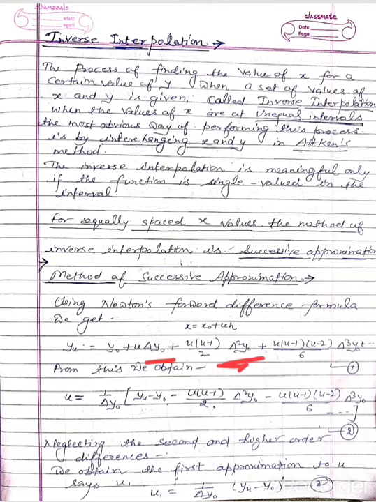Here del square y0 is the second forward difference, plus u times (u minus 1) times (u minus 2) over 6 multiplied by del cube y0. This del cube y0 is the third forward difference. So we use this Newton's forward difference formula for the successive approximation for inverse interpolation for equally spaced x values.